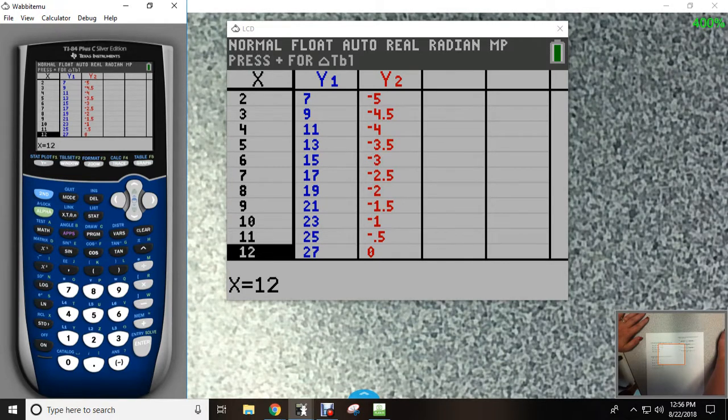All right, so turn your calculators off and put the covers back on them.